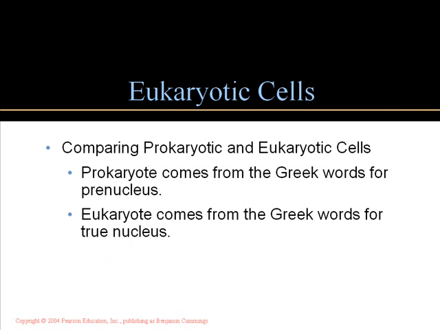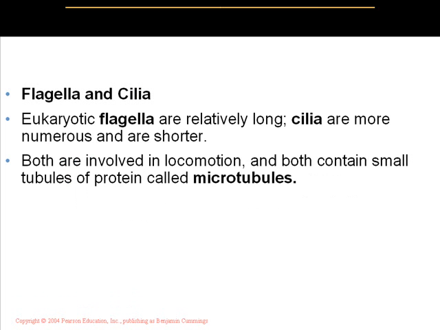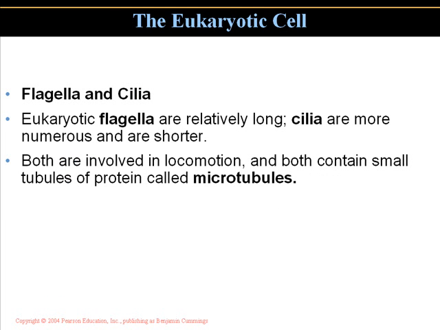In comparing prokaryotic and eukaryotic cells, prokaryotic comes from the Greek word meaning prenucleus, as we described earlier, and eukaryotic comes from the term true nucleus. Flagella and cilia, we've already talked about flagella. In eukaryotes, flagella are relatively long. Cilia are more numerous and typically shorter.